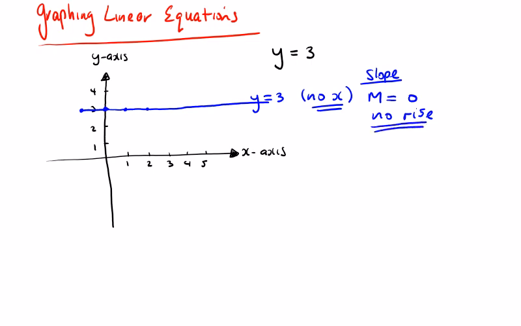Okay, so a line parallel to x-axis, the slope is equal to 0. A very important thing to know. So let's start with that one.